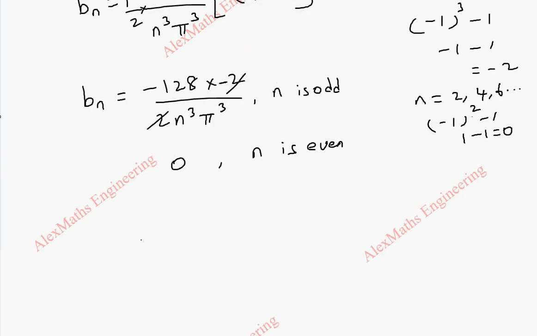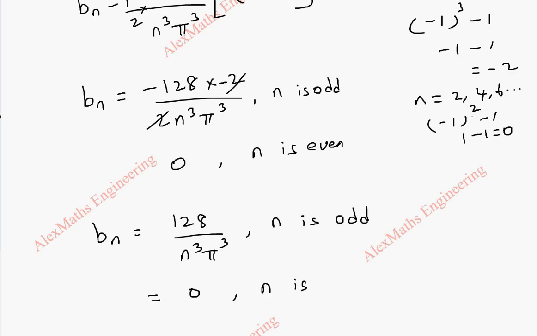So finally Bn equal to, minus into minus is plus, so we can take 128 by n cube pi cube when n is odd, and this will be 0 when n is even. So we got the value of Bn.